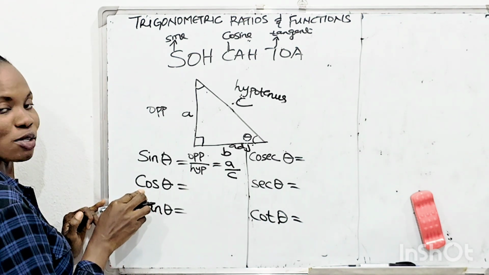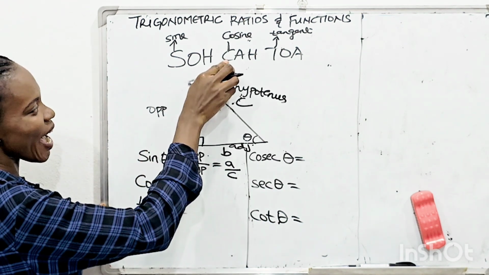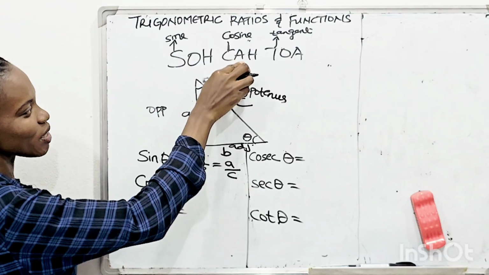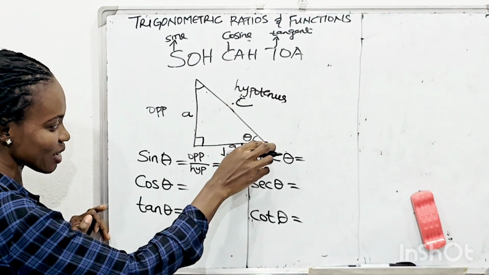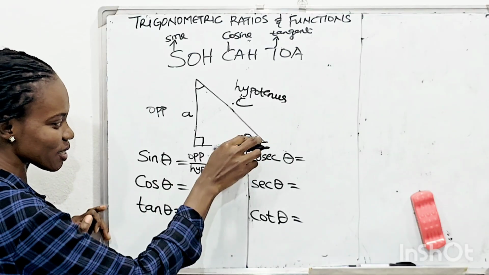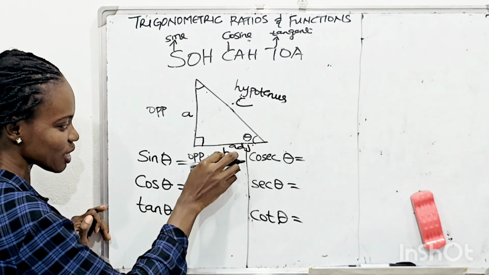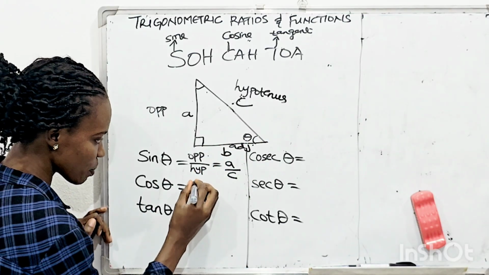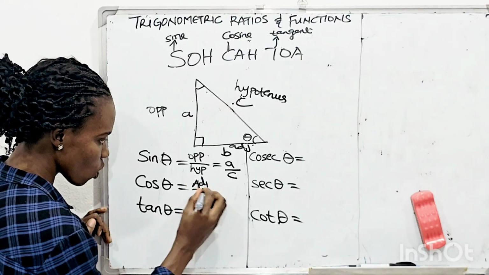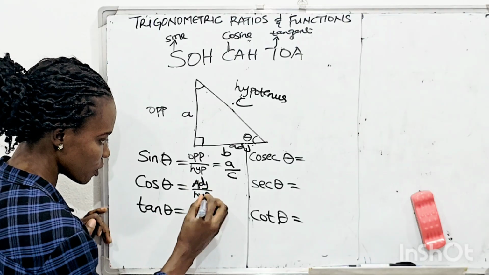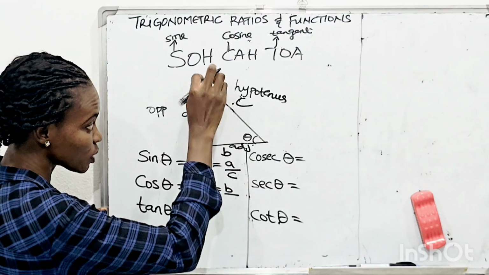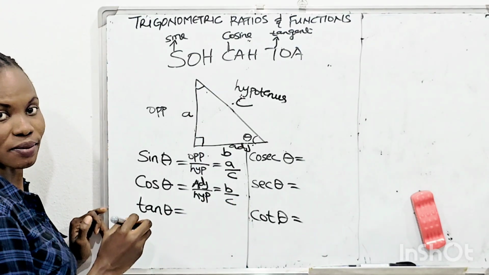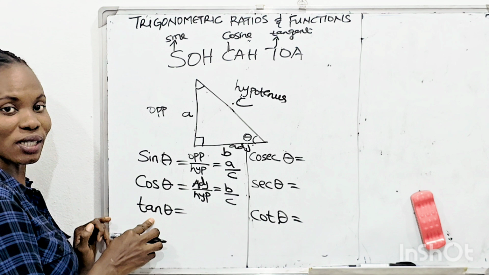Let's go to cos. Cos theta, CAH, adjacent over hypotenuse. So A here stands for adjacent. What's our adjacent? I said adjacent is where the angle is sitting down on. So that is B. Adjacent over hypotenuse. So our adjacent is B over hypotenuse C. Is that clear? Good, let's go to tangent.